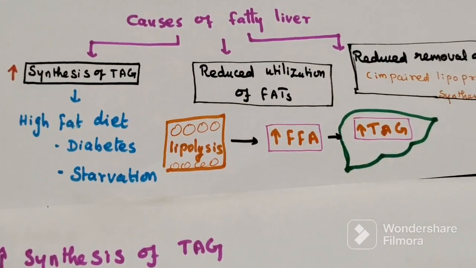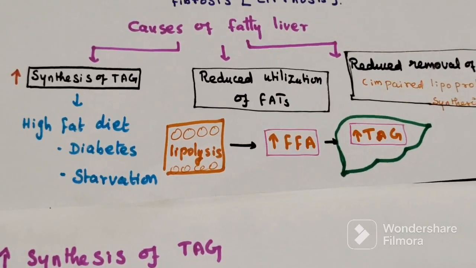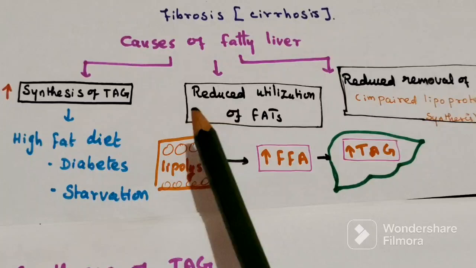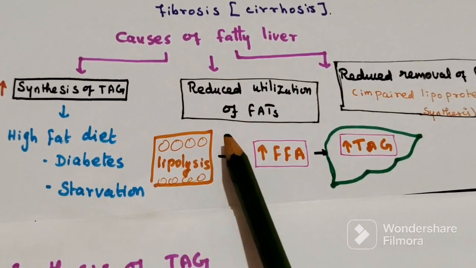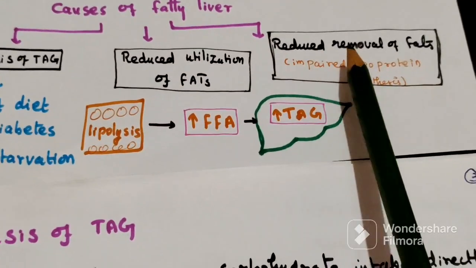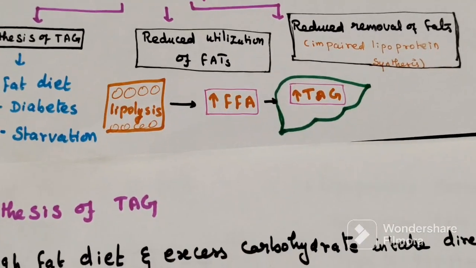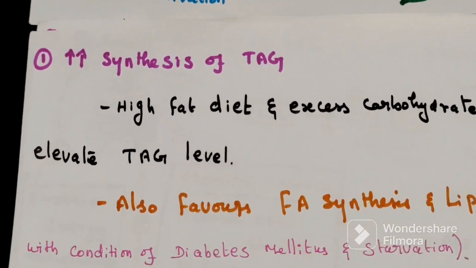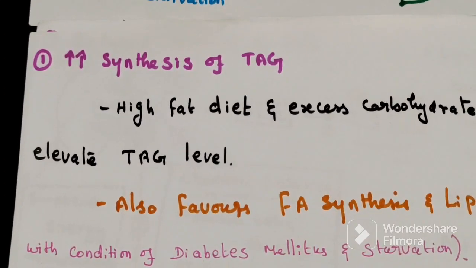What are the various causes of fatty liver? First condition, increasing synthesis of triacylglycerol. Second one is reduced utilization of fat. Third one is reduced removal of fat. So first, increasing synthesis of triacylglycerol.